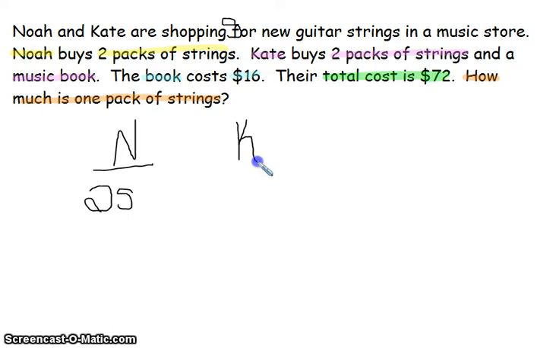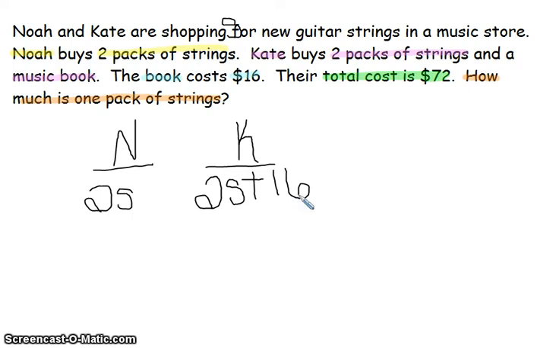Kate purchased 2 packs of strings. We've already used our S to represent strings, so they're buying the same kind of strings at this store. So she bought 2 packs of strings, but then she also bought a music book. Now, to shorten your work a little differently than the last word problem, we know she bought a book for 16 bucks. So instead of adding plus B for book, we can go ahead and add plus 16, because it told us the book was $16.